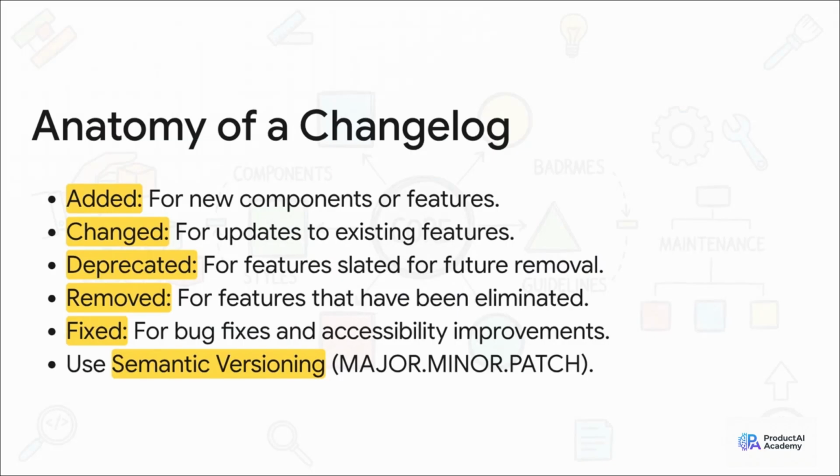A really key tool for that evolution is a well-maintained changelog. Think of it as your central communication hub. Using clear categories like added or fixed helps people quickly see what's relevant to them. And, this is critical, adopting semantic versioning is a must. That major.minor.patch format immediately tells you the impact of a release. A major version means breaking changes, minor is for new features, and patch is for bug fixes. This tells your users at a glance how much attention they need to pay to any given update.